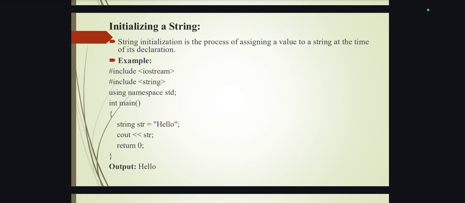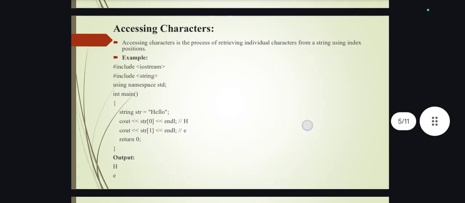The cout statement is used to display the string, so the output of the program is hello. And the next one is accessing characters. Accessing characters is the process of retrieving individual characters from a string using index positions. So consider this example. In this program, it includes the header files #include <iostream> and #include <string> to use input-output operations and string data type.